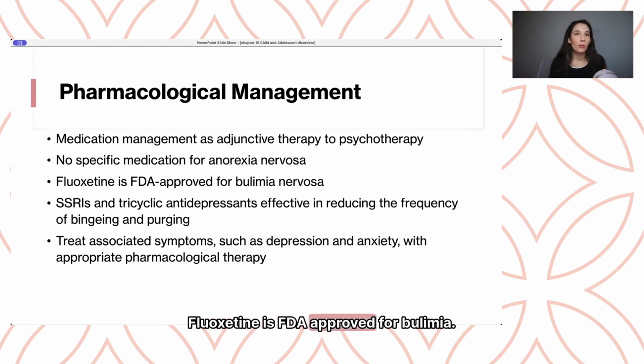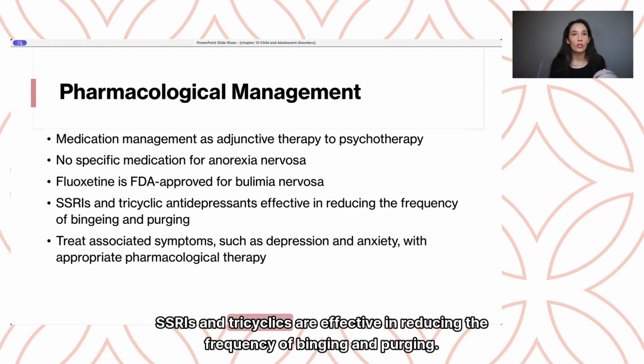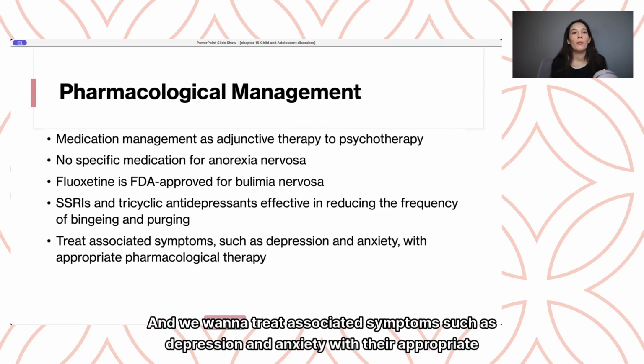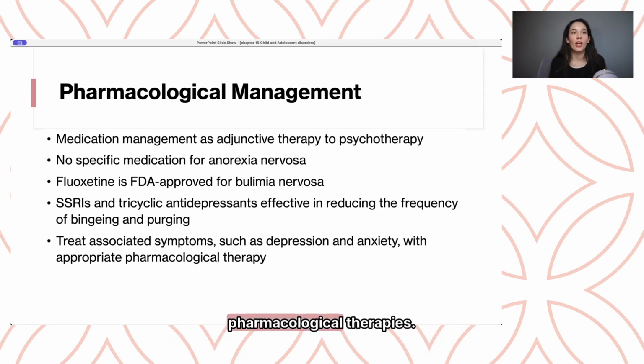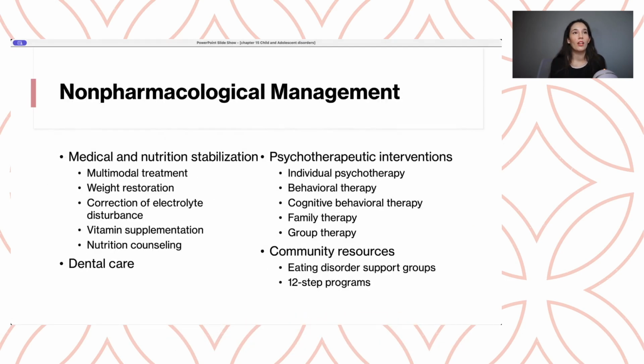Fluoxetine is FDA approved for bulimia. SSRIs and tricyclics are effective in reducing the frequency of binging and purging. And we want to treat associated symptoms such as depression and anxiety with their appropriate pharmacological therapies.